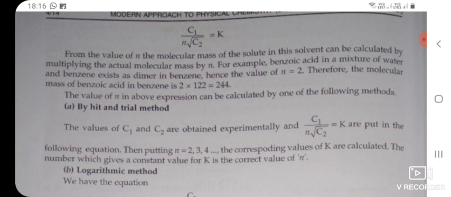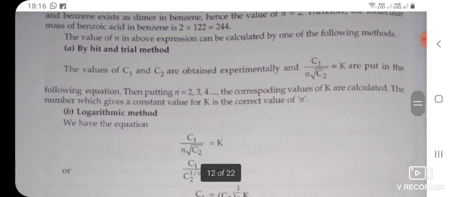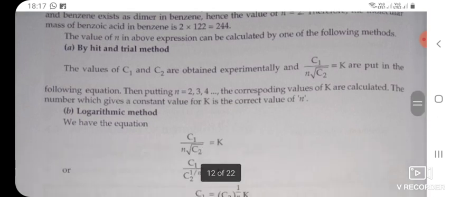For example, benzoic acid in a mixture of water and benzene exists as a dimer in benzene. Hence the value of n is equal to 2. Therefore, the molecular mass of benzoic acid in benzene is 2 into 122, that is 244. The value of n in the above expression can be calculated by one of the following methods: by the Hayden trial method and the logarithmic method.